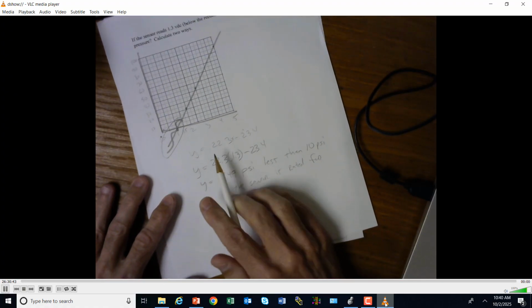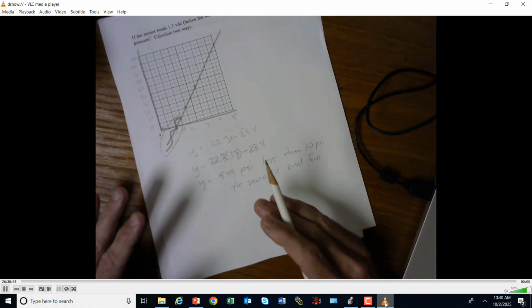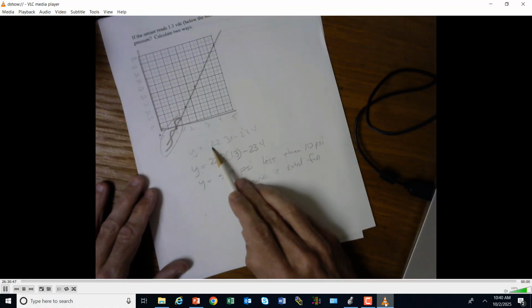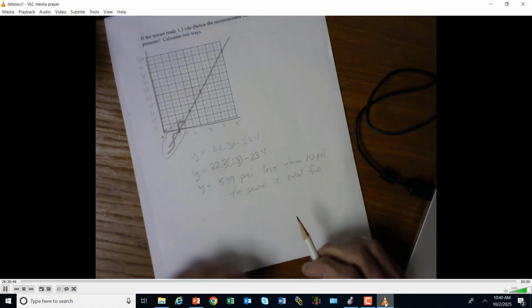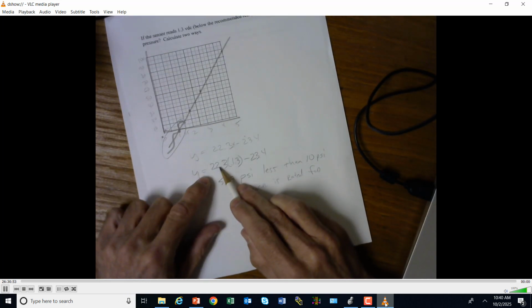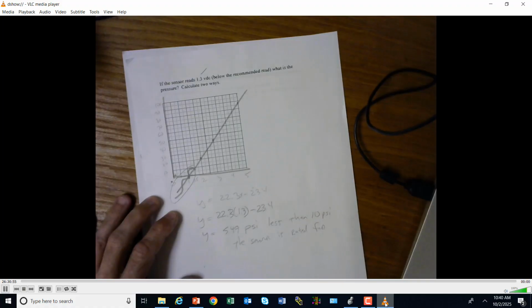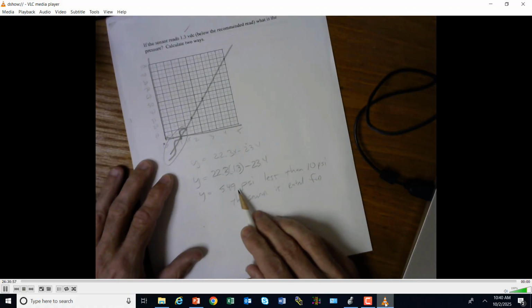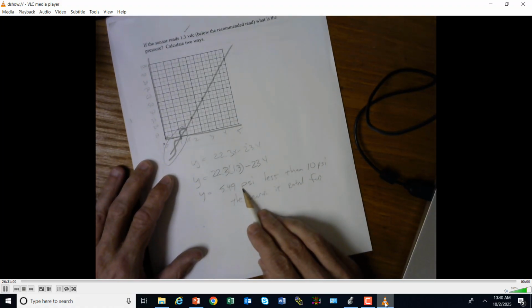Or I could just run through and generate the equation of the line, which we already did, at y equals 22.3 x minus 23.4. And I can just plug that in at 1.3. 22.3 times 1.3 minus 23.4 gives me 5.49 psi.